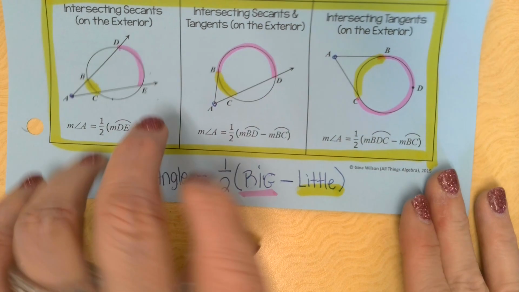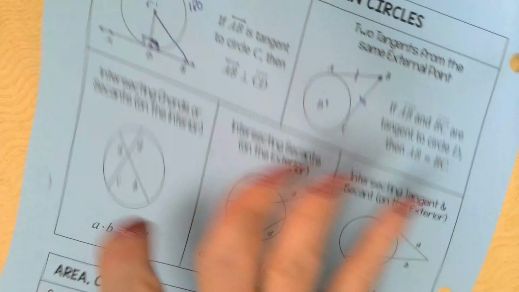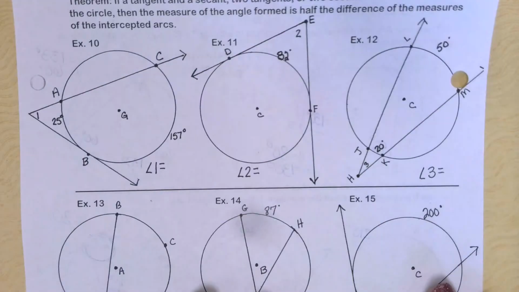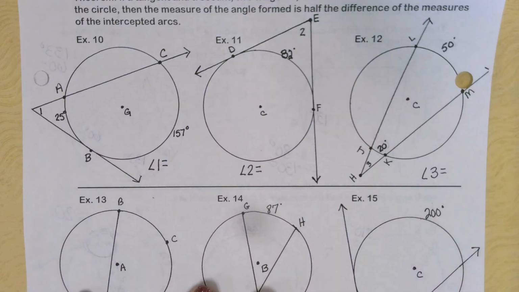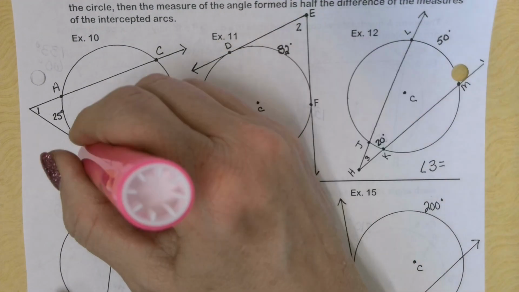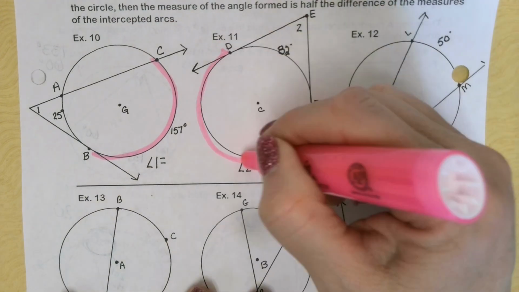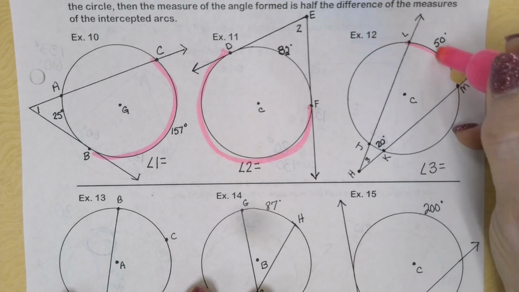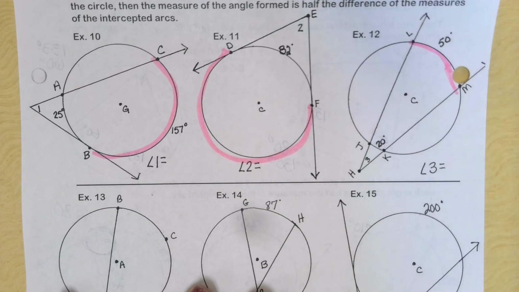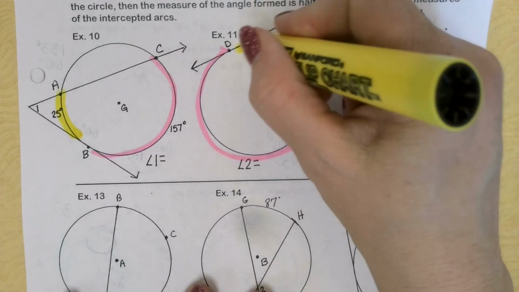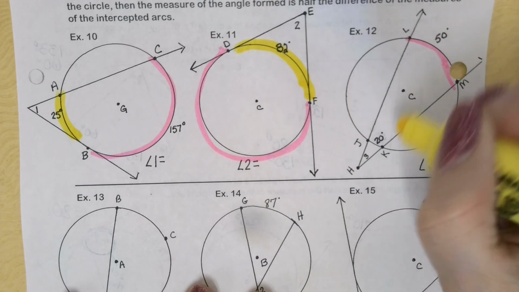Okay, so that is it for the blue page. We will cover the rest of this tomorrow, or the next day I see you, sorry. So on your white page, go to example number 10. All 3 of these are dealing with that formula that I just gave you. Take your first color that had your big. Here's big, here's big, and here's big. Take your other color. Little, little, and little.